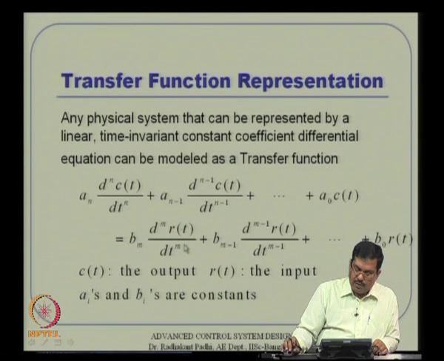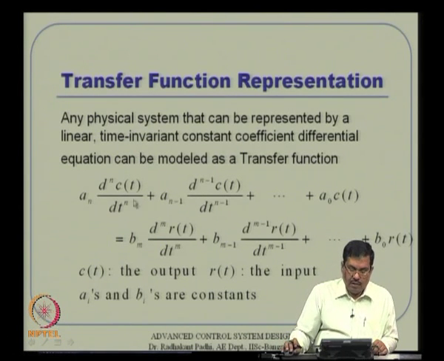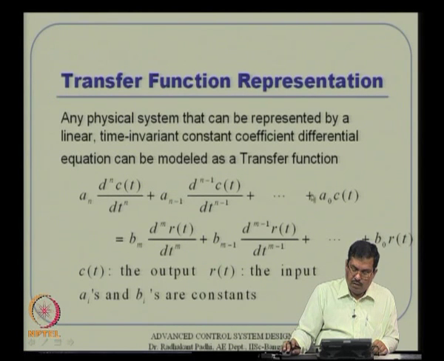Anyway, this is the physical relationship which will come either from Newton's law or Kirchhoff's law or black box modeling, whatever it is. And then what is this? You are talking about C of t as nothing but the output and R of t as nothing but the input. So an nth order differential equation for the output is connected by an mth order differential equation in the input in general. This can be 0th order also, depending on what you have.